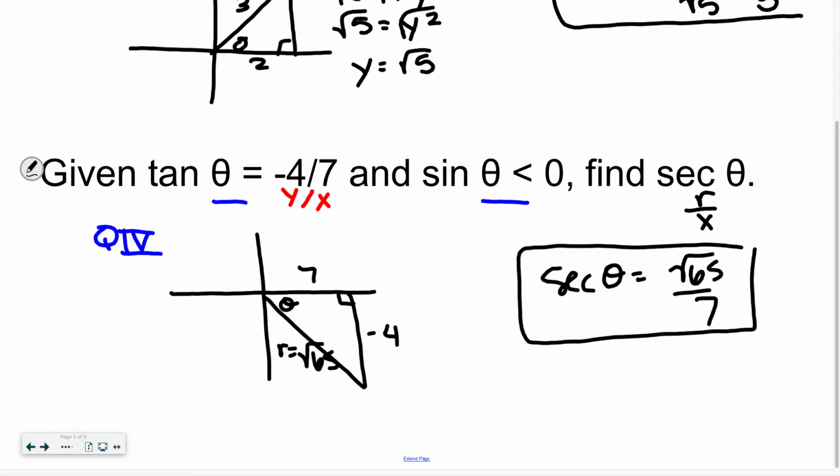If I was doing that all algebraically without the picture, it doesn't really matter which one of these I give positive or negative. I would still find the r to be square root 65. And I would know that secant was r over x, so I do square root 65 over 7. And then I would test all students take calculus. I would still say that I'm in quadrant 4 because of the signs of the trig ratios, so secant should be positive.